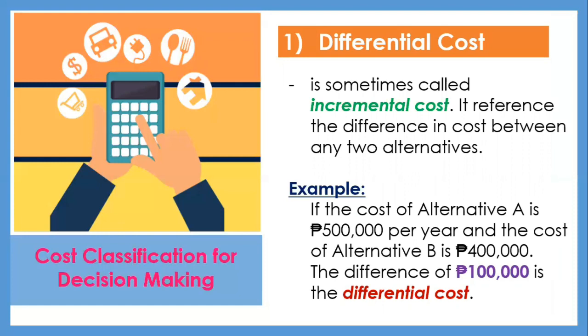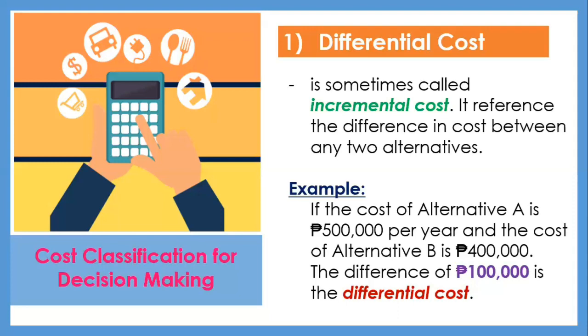Now, in order for us to better comprehend this one, let us have an example. Okay, for example, if the cost of alternative A is 500,000 pesos per year, and the cost of alternative B is 400,000 pesos per year, the difference of 100,000 pesos is the differential cost, okay?